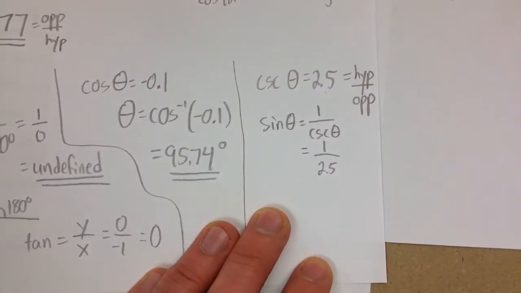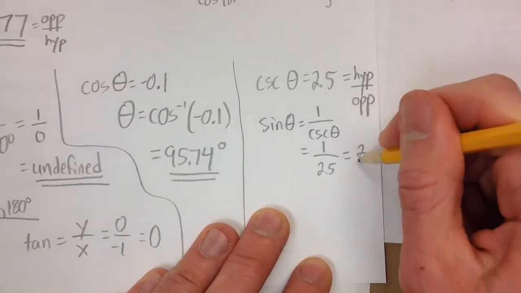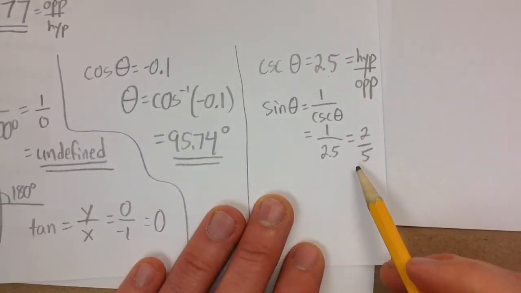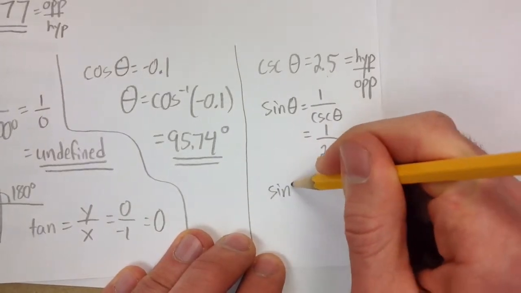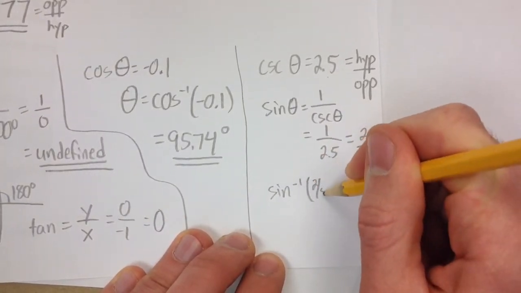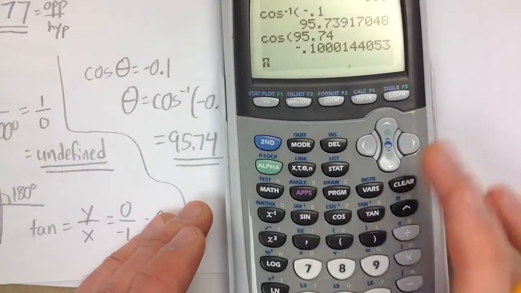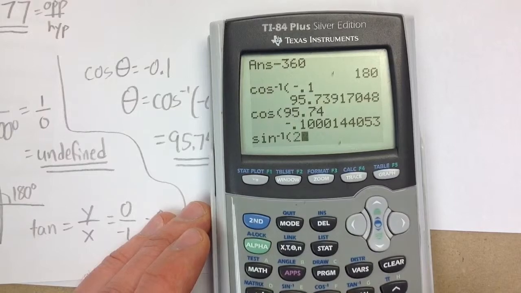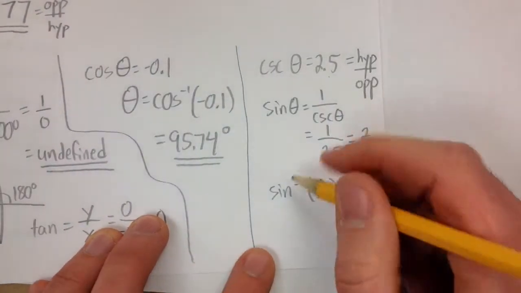Anyone, what's 2.5 as a fraction? 3 over 2. It is not 3 over 2. It is 5 over 2. Flip 5 over 2. 2 over 5. Okay, so the sine is 2/5. Now you can go to the calculator and do inverse sine of 2/5. Second, sine 2 over 5. There you go. That's the angle.